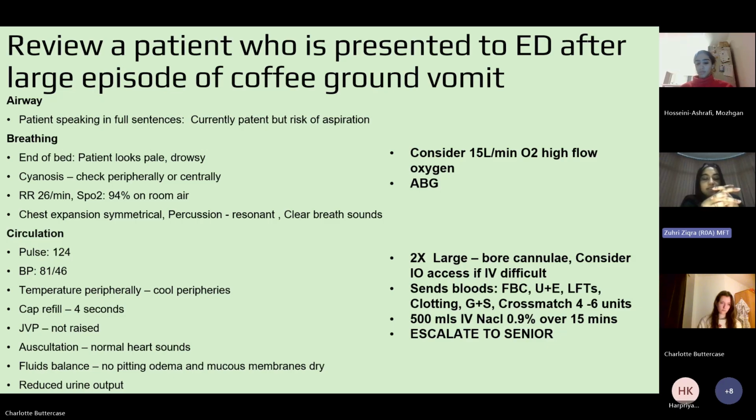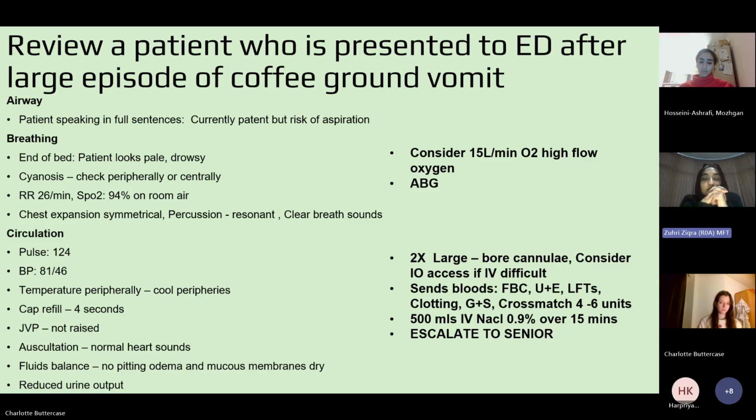Would anyone do any investigations or add anything at this point? Yeah, could do. The sats are not too low, but if you're worried, 15 litres non-rebreathe oxygen is always a safe choice. But B seems to be okay at the moment, isn't it? So if we move on to C, but the respiratory rate is quite high.